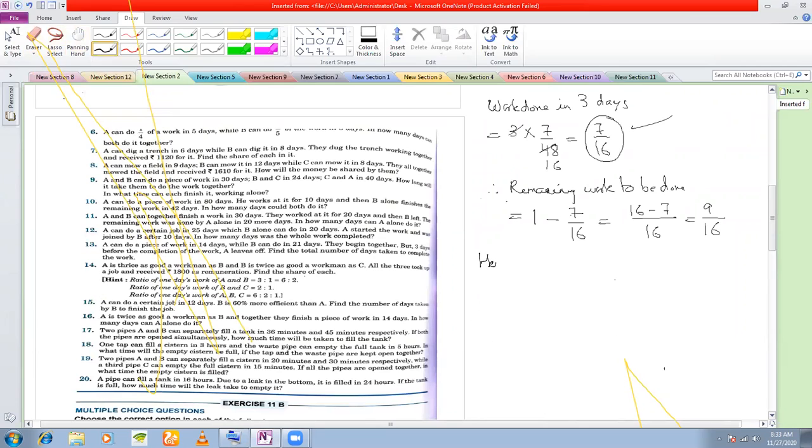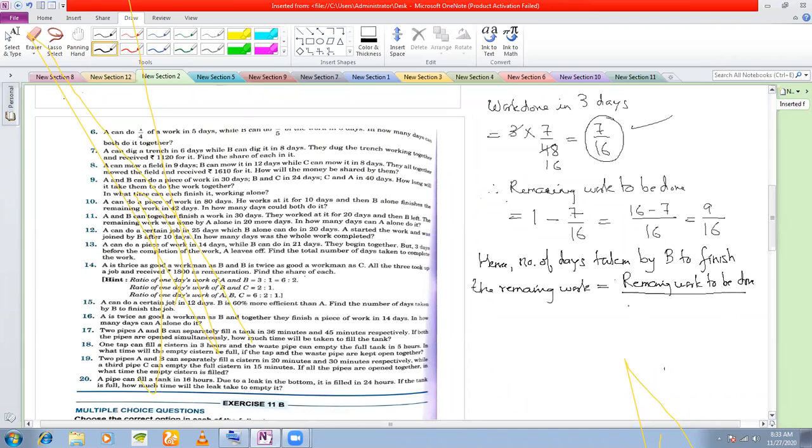Hence, the number of days taken by B to finish the remaining work is equal to remaining work to be done divided by work done by B. This was the formula.